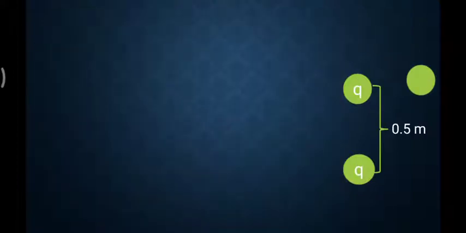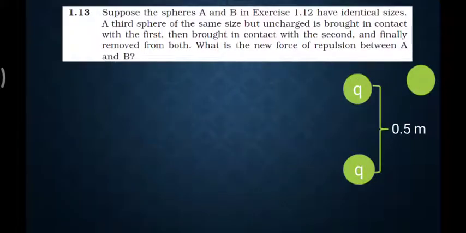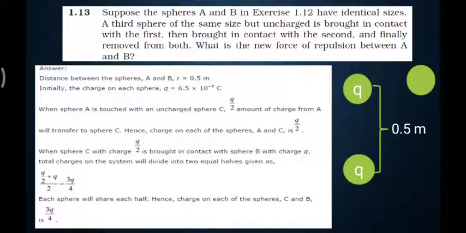Okay, 1.13 is not completed in this session. 1.14 is the last one. Suppose again the same exercise, where A and B have idealized size, then the third will come into the picture, then A and B are there.